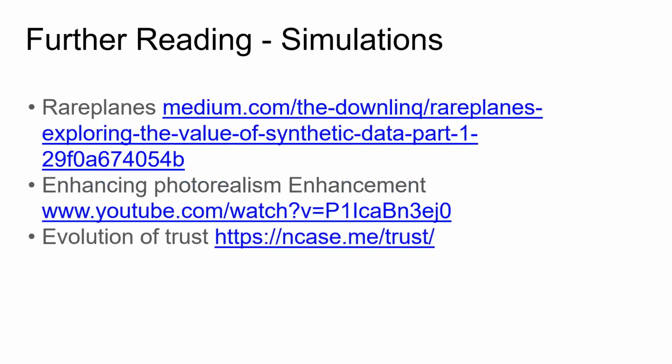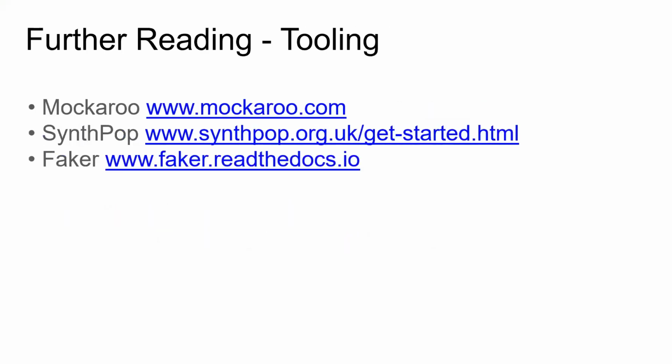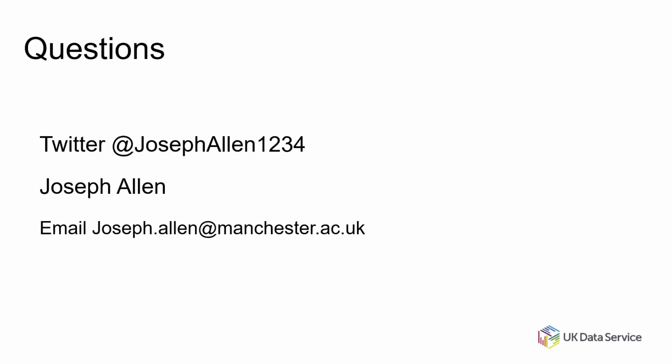There's also links for all those simulation demos I discussed. So Rare Planes is the airplanes dataset. Enhancing Photorealism Enhancement is the one that makes use of video game engines to get new data sets. And Evolution of Trust is a really lovely walk through the prisoner's dilemma with lots of cool visualizations. And then there's links for the toolings, Mockaroo, Synthpop, and Faker, but these will all be on the UK Data Service website anyway.